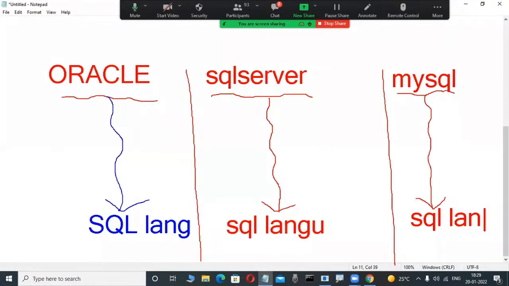Otherwise, so many fellows are attending this demo class, and only those persons having a doubt. Are all these SQL languages the same or different? I have a doubt here. Now, can anybody guess? Only one answer is correct.